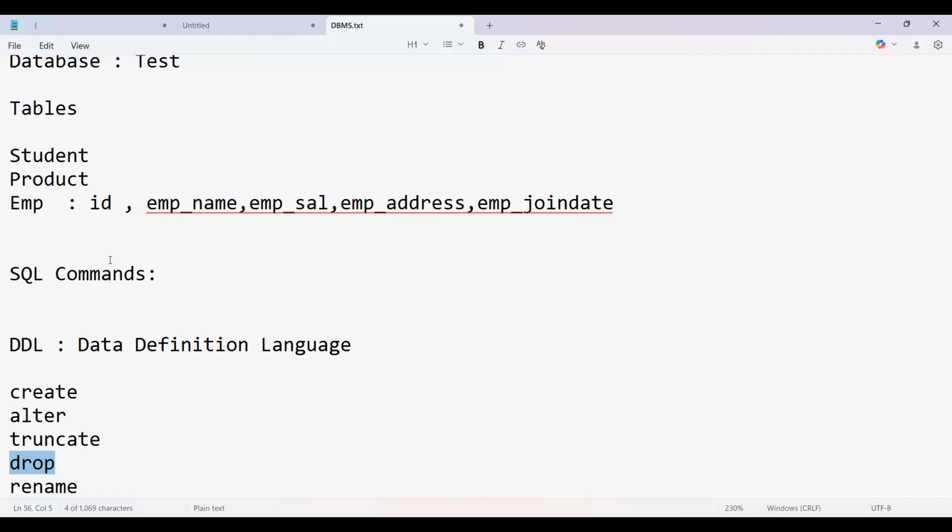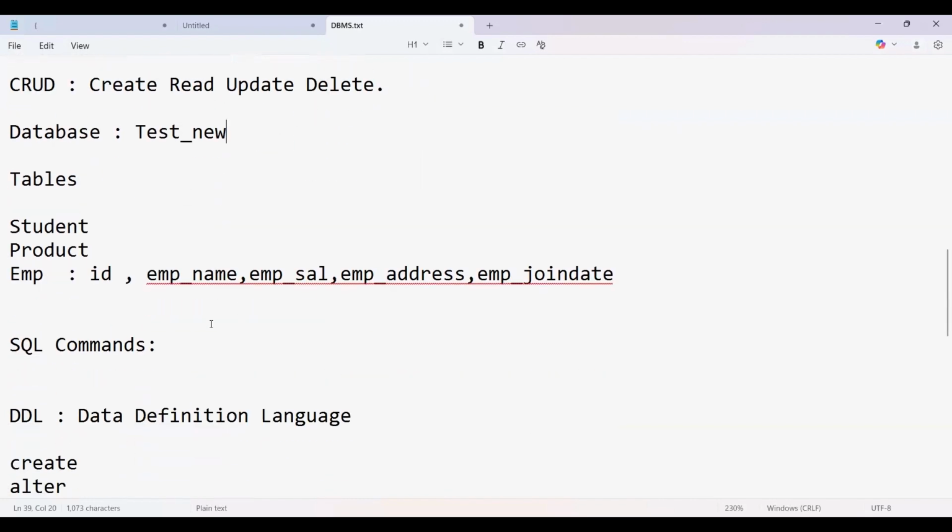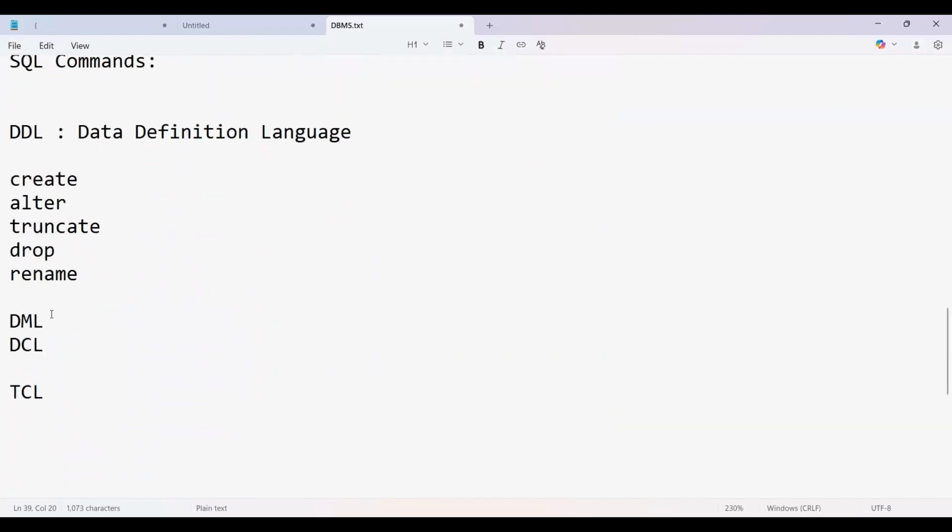So rename. If you want to change any column name or database name, from the old text to a new text, you can rename it. No problem. So this is about the data definition language.